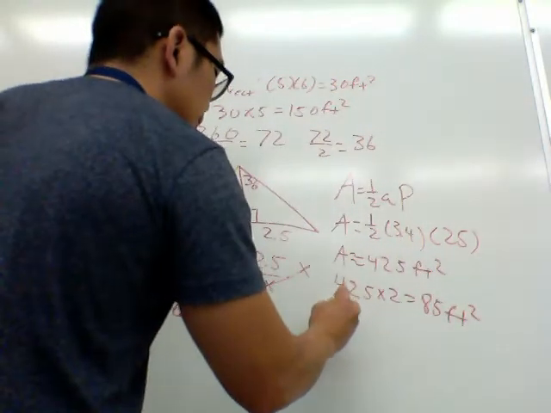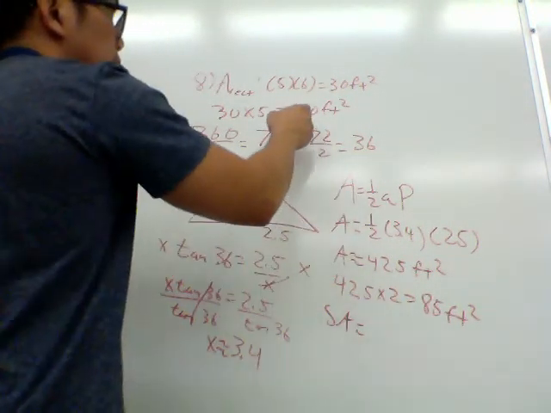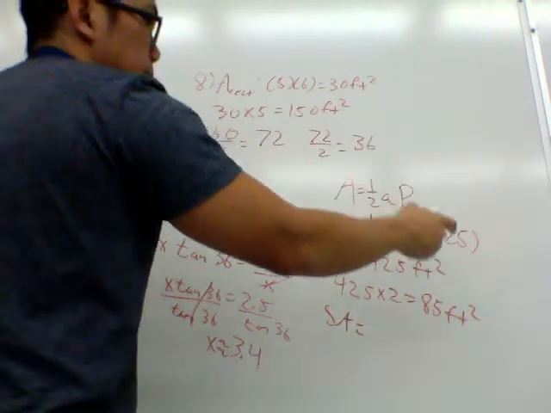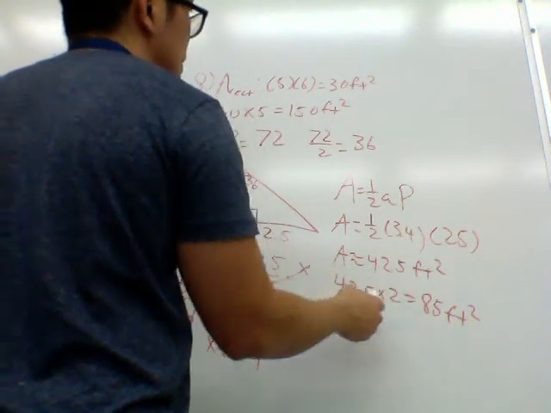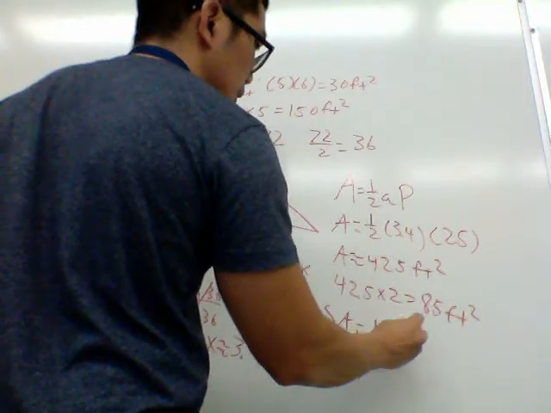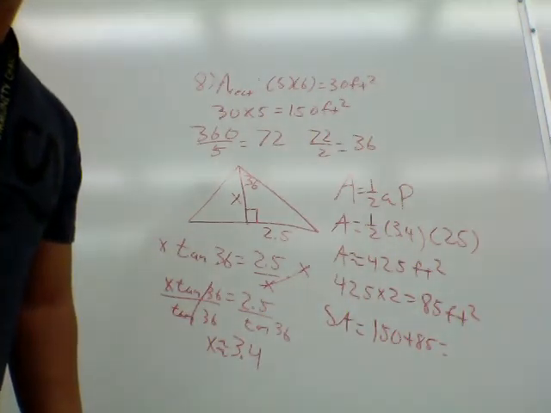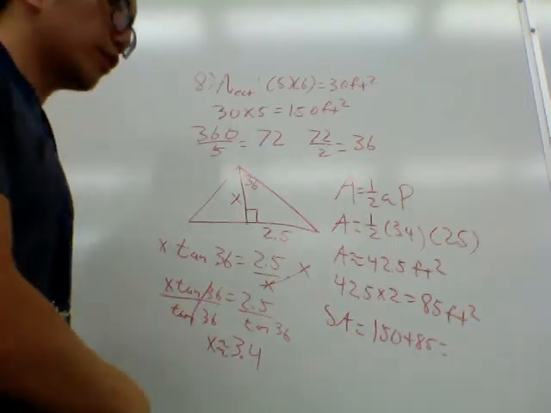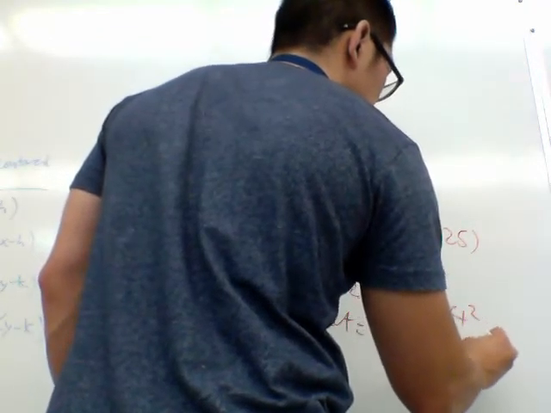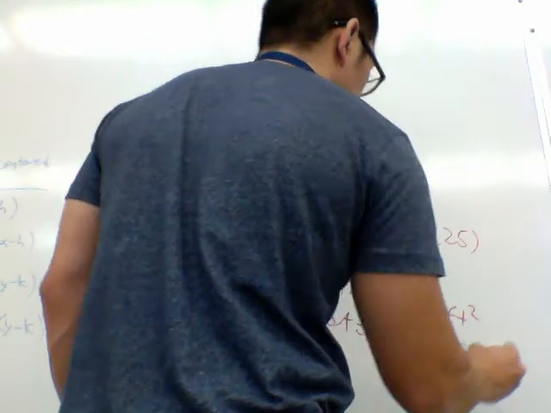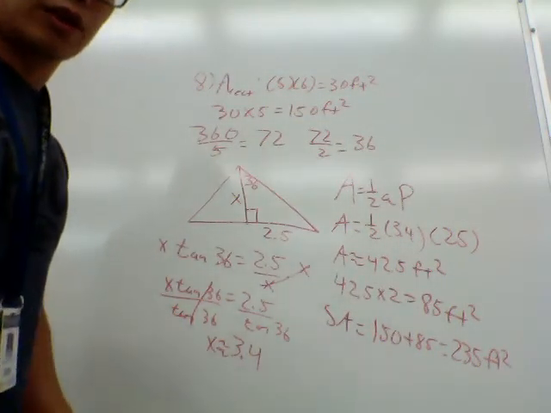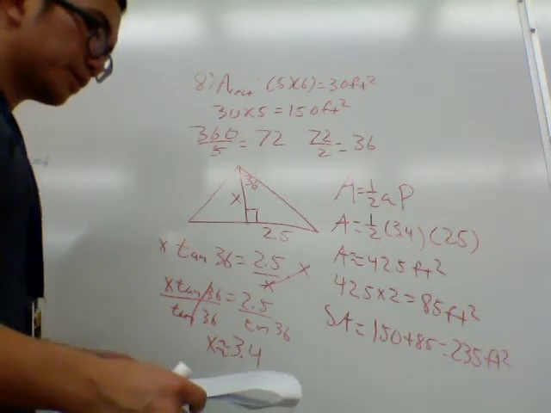So my total surface area is the area of your rectangles plus the area of your pentagons. So it's 150 plus 85. And 150 plus 85 is 235. So the surface area here is 235 feet squared.